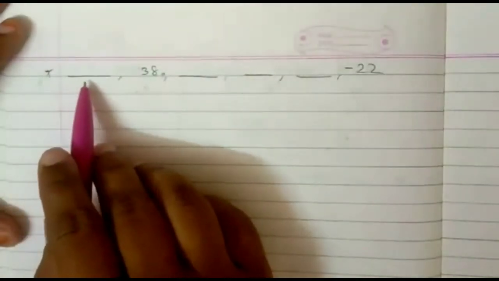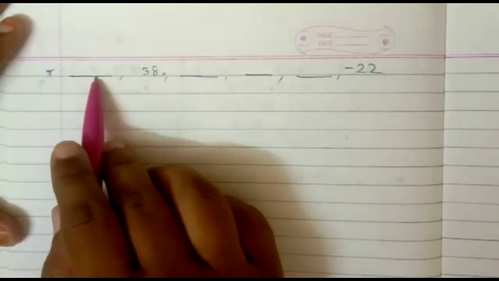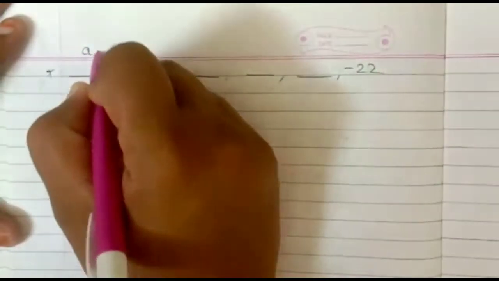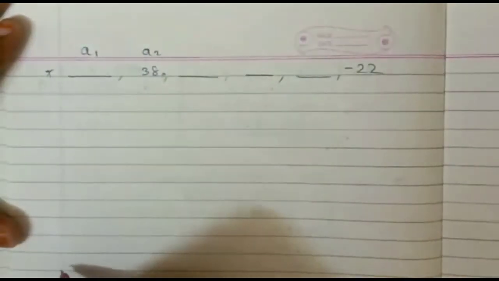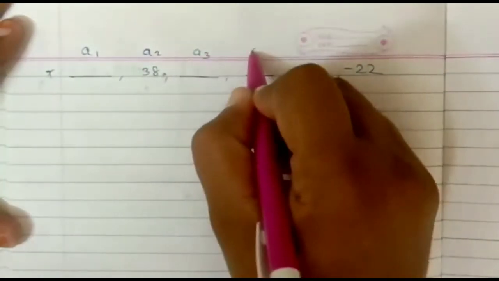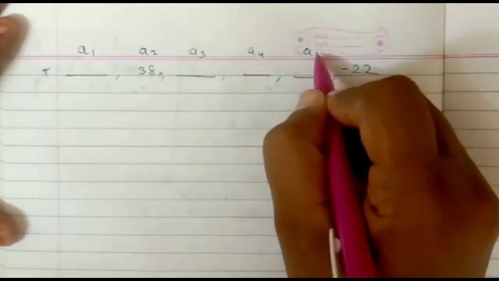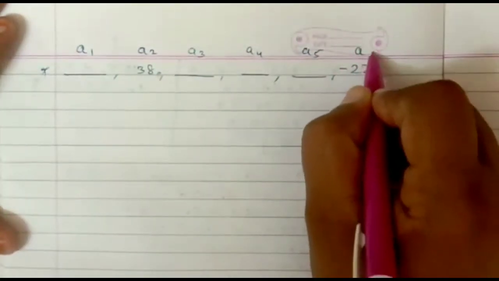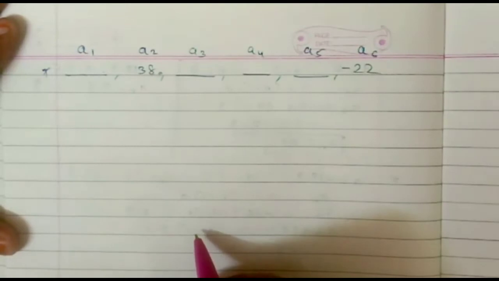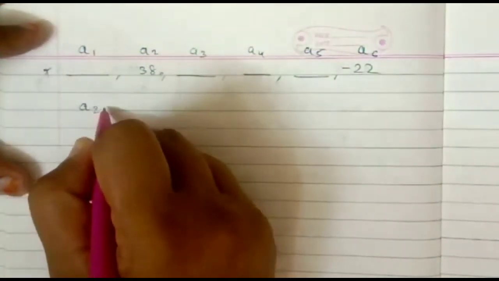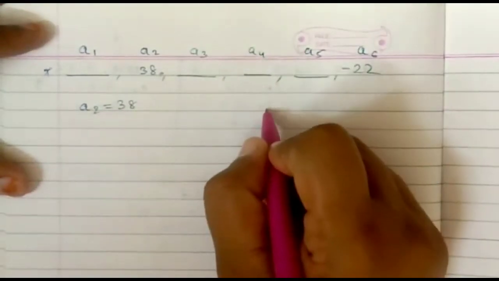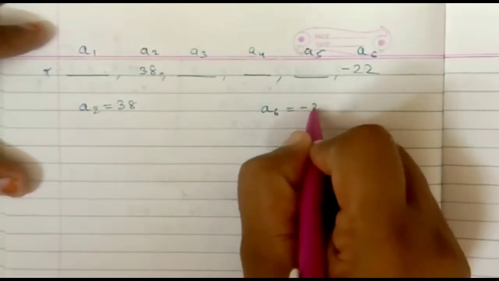Now this one is an important sum as the first term itself is not given to you. So we have to find what is A1, that is the first term. A2 is given to be 38. A3, A4 and A5 are again missing here. And A6 is given to be minus 22. Okay, so just see whatever data we have, that we will write clearly. A2 is 38 and A6 is minus 22.